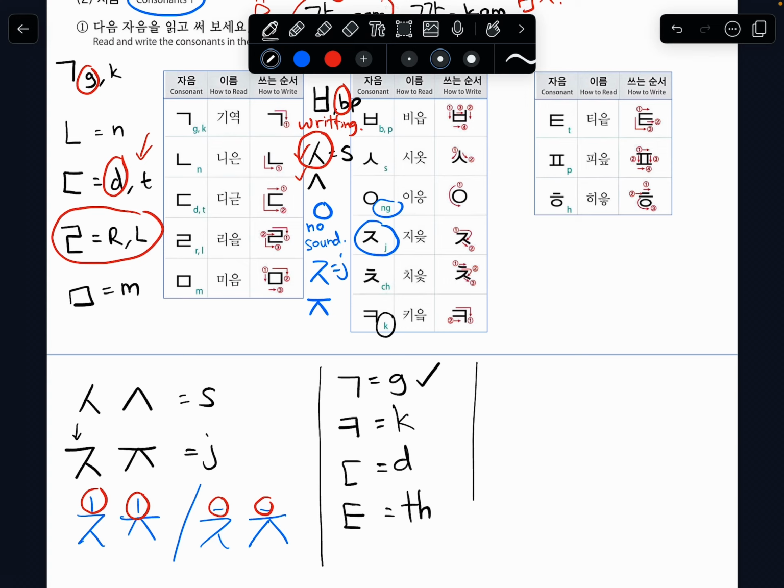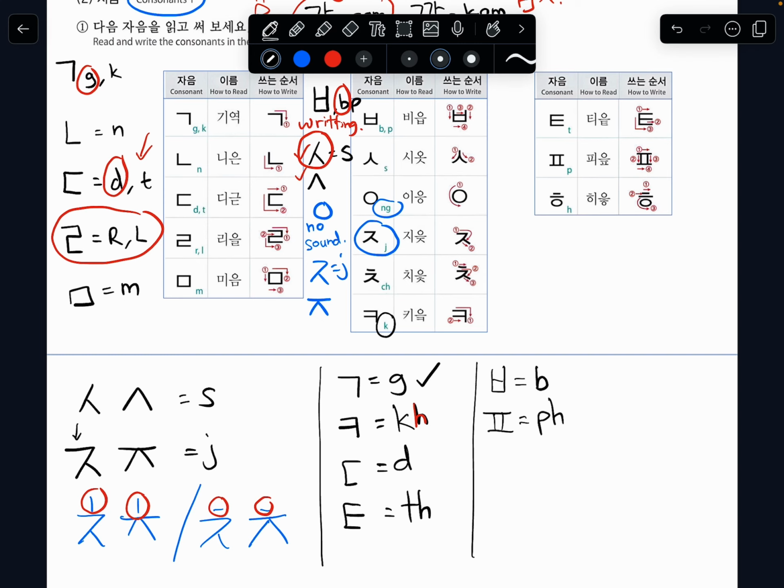And then we have this one, which is actually similar to B. This one is B. And then if you do the shape at the bottom, it will be pa. So this also is ka. Instead of K, you should say KH, ka. And then da, ta, ba, pa.